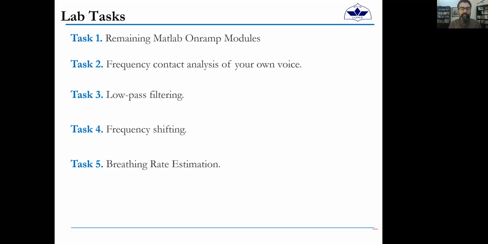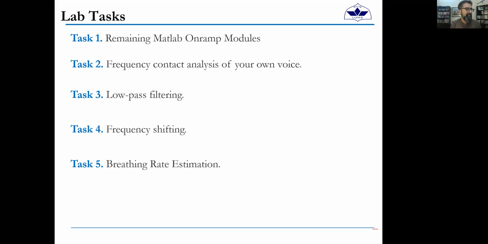The second task is a frequency content analysis. Sorry, this is a typo. This is content analysis of your own voice. You will try to see where 95% of your energy lies in frequency. So if you have a dull voice, you would expect that to be lower. If you have a shriller voice, you would expect it to be higher. And maybe we can have a competition to see which one of our students has the dullest.